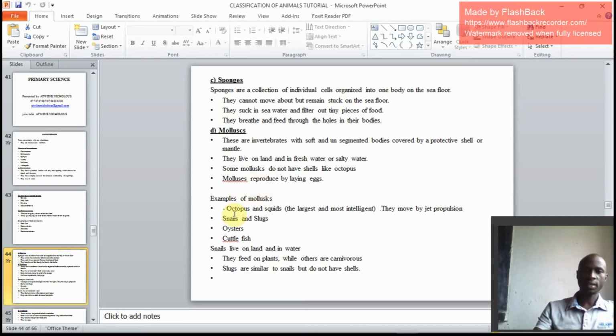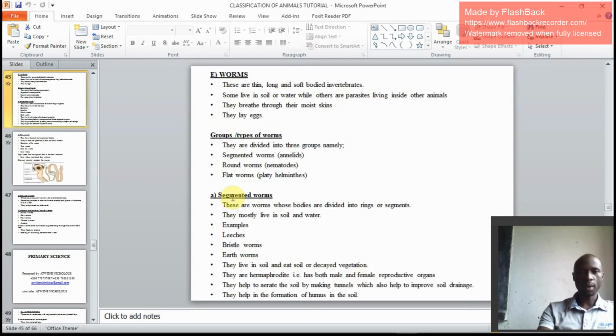Snails live on land and in water. They feed on plants. We must know that they feed on plants, while others are both herbivorous and carnivorous. Some feed on plants, some feed on meat. Slugs are almost similar to snails, but they don't have shells.